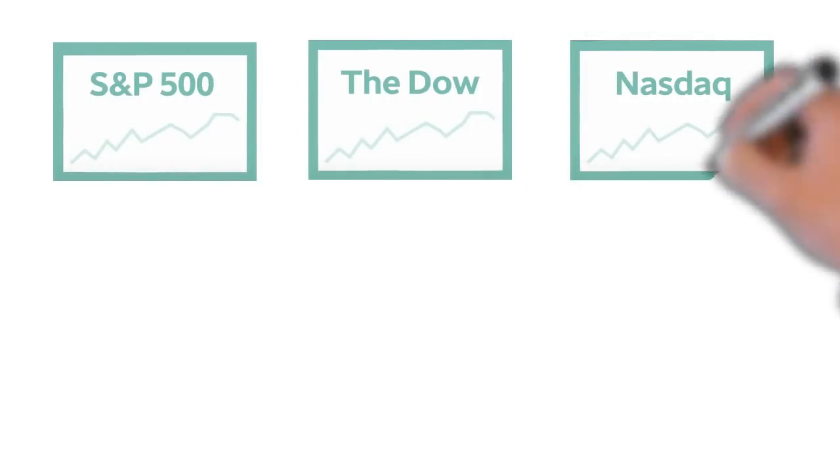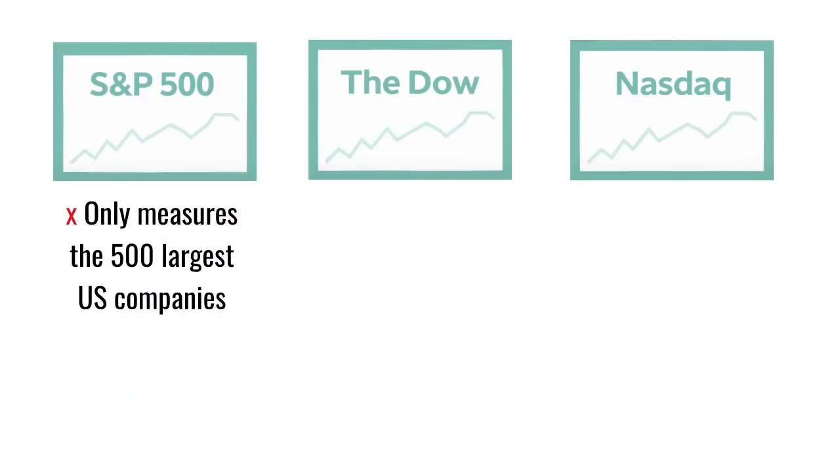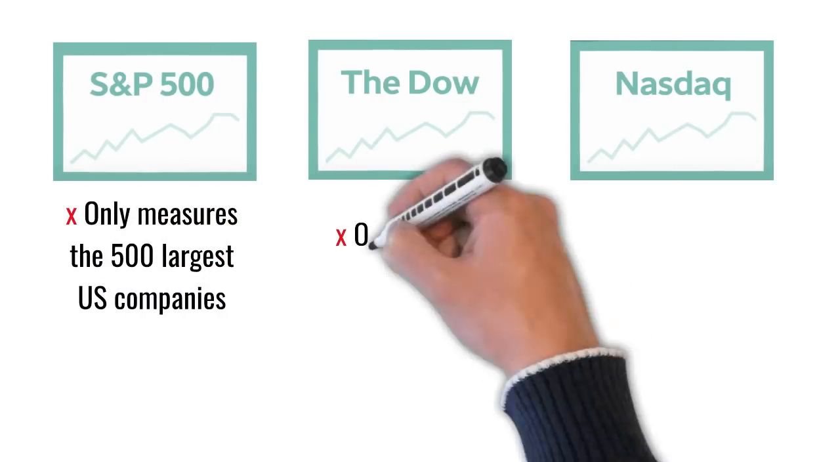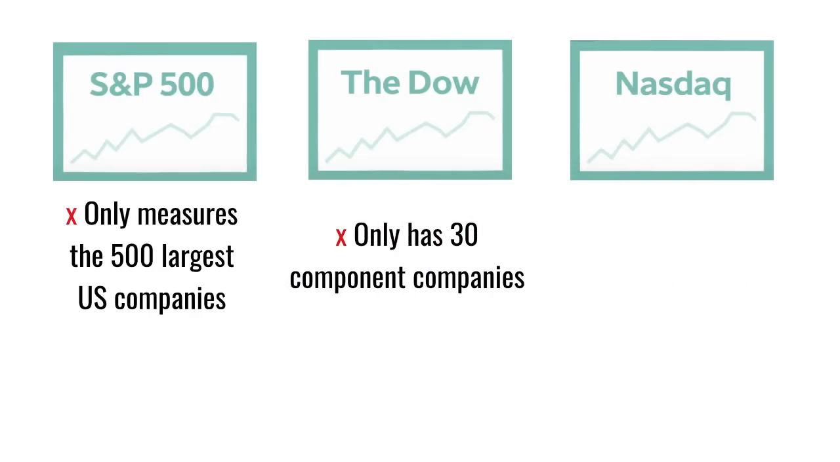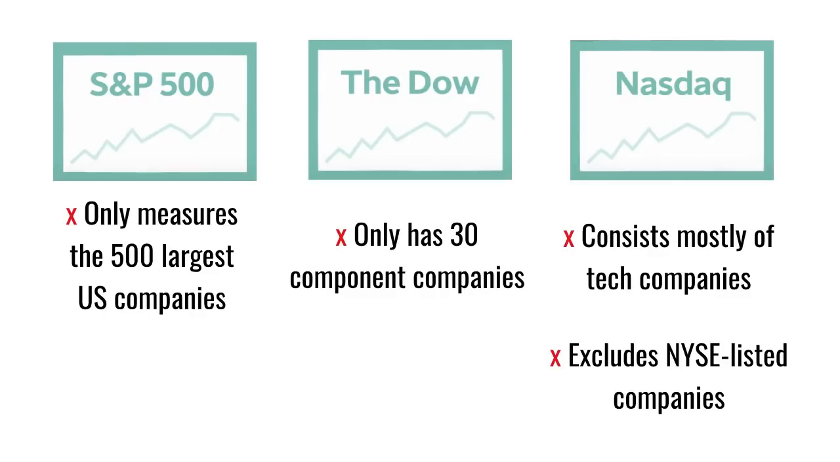The Wilshire 5000 index is a better measure of the total value of the U.S. stock market than other more popular stock market indices that you may be more familiar with, such as the S&P 500, the Dow Jones, or the NASDAQ. In the case of the S&P 500, it only measures the 500 largest U.S. companies. The Dow Jones has only 30 component companies, and the NASDAQ consists of mostly tech companies and excludes companies listed on the New York Stock Exchange.